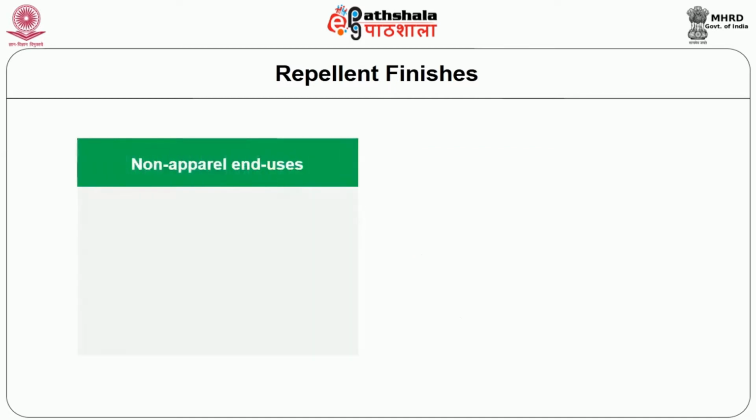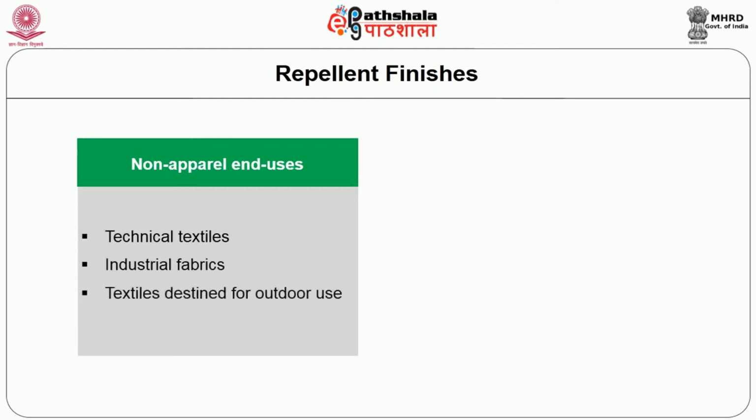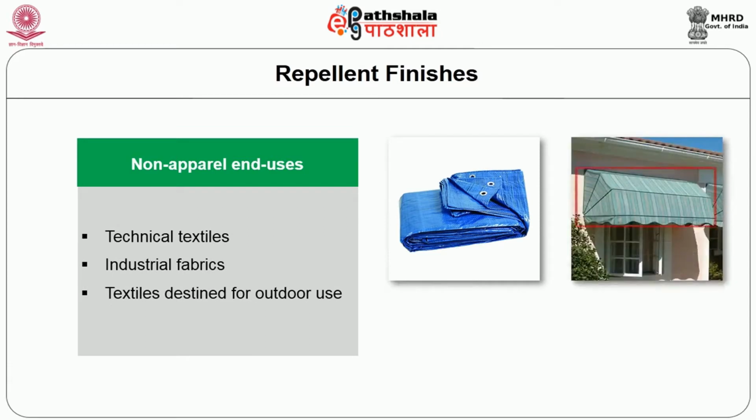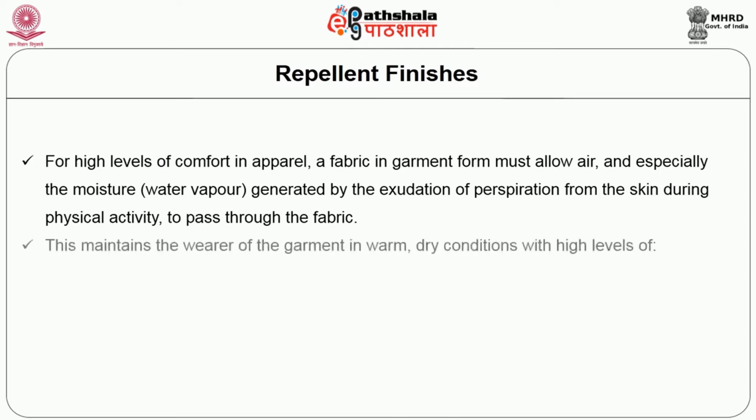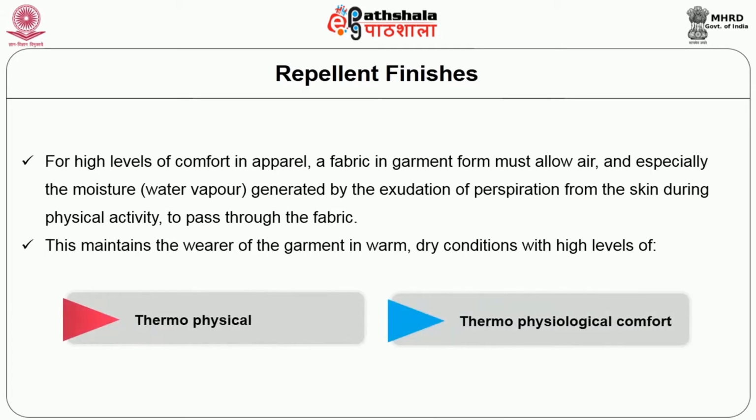For many non-apparel end uses such as technical textiles, industrial fabrics, textiles destined for outdoor use such as tarpaulins or awnings, this does not create any problem. However, for high levels of comfort such as in apparel, a fabric in a garment must allow air and especially moisture, that is water vapor, generated by exudation of perspiration from the skin during physical activity, to pass through the fabric. This maintains the wearer of the garment in warm, dry conditions with a high level of thermophysical and thermophysiological comfort.